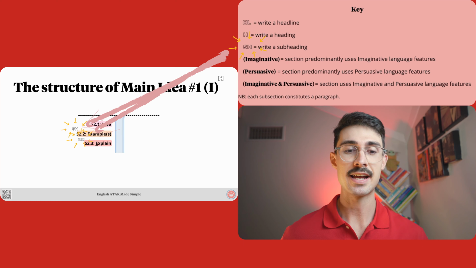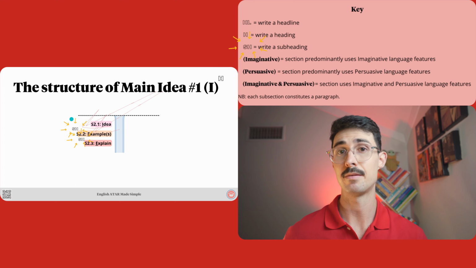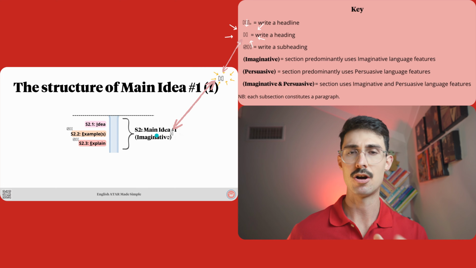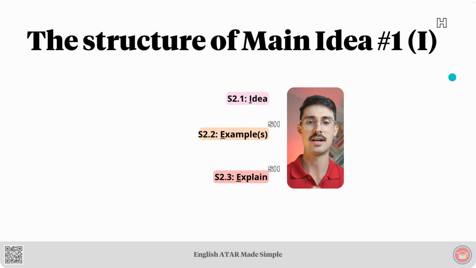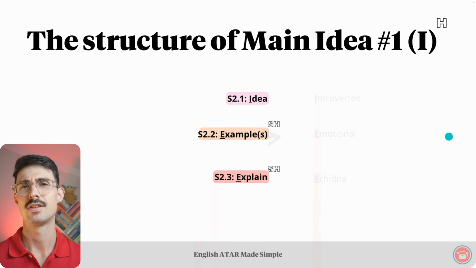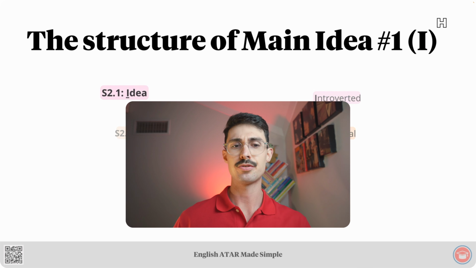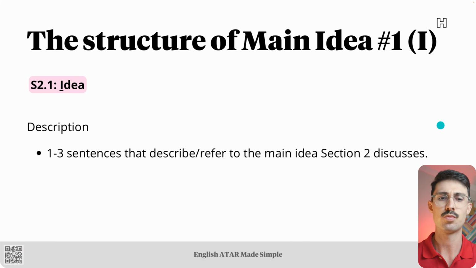Notice that section 2.2 and section 2.3 each have a subheading. And remember that above those two subheadings is the actual heading of the section. So our three subsections of section 2 are idea, examples, and explain. Let's use introverted, emotional, echidna instead. Turning to subsection 2.1 first. The idea subsection is 1 to 3 sentences that describe or refer to the main idea section 2 discusses.